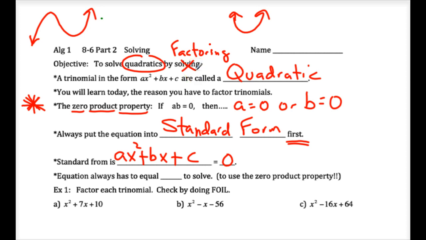Guys, the standard form is AX squared plus BX plus C equals Y. It crosses the x-axis when Y is 0, so we replace Y with 0. But also keep that in the back of your mind. Anyways, the equation always has to equal 0 to solve it. If it doesn't, it's your job to move everything over and make it equal 0. And then after that, you're going to see how the zero product property works.